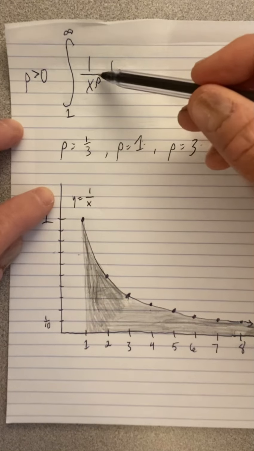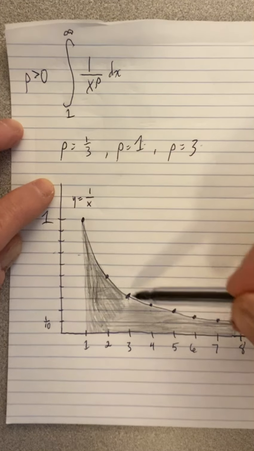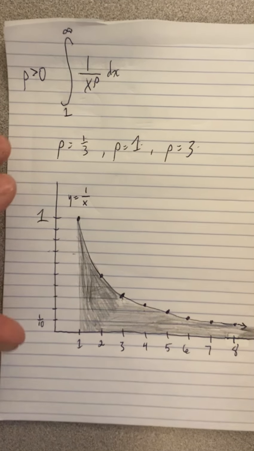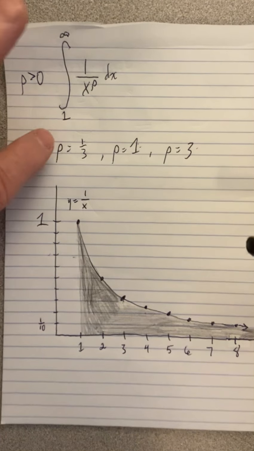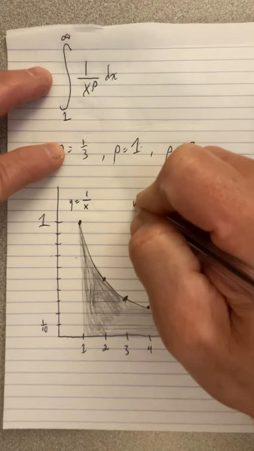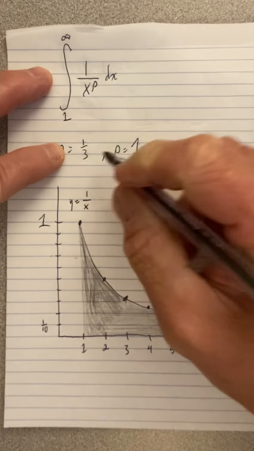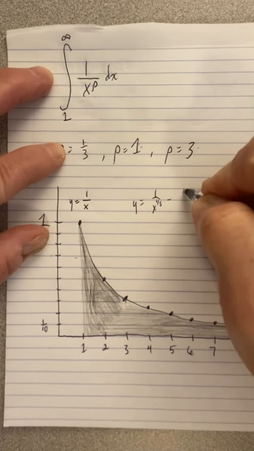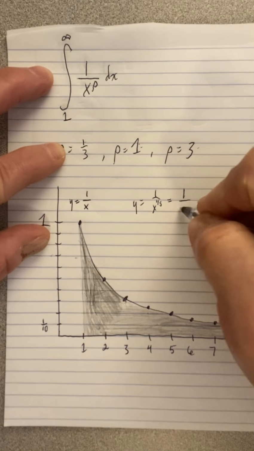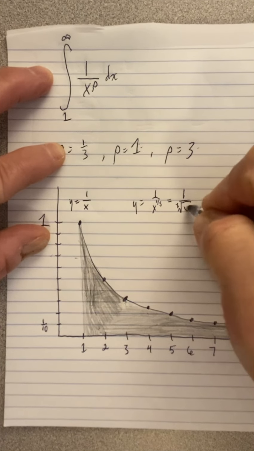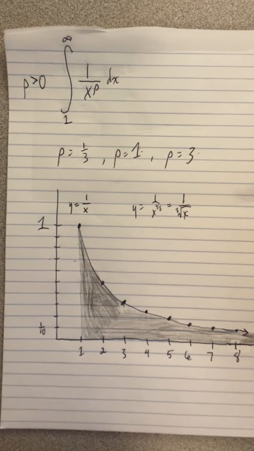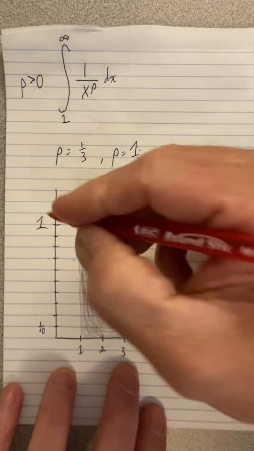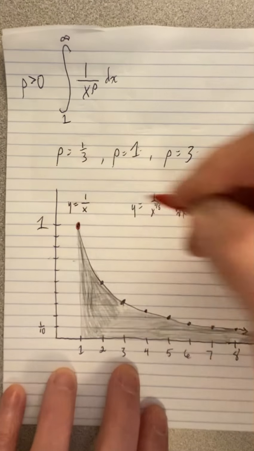And here is when p is 1. If this is a 1, we just have 1 over x, and there's the curve. And we saw that this area diverges. It really does expand out to infinity. So if we look at y equals 1 over x to the 1/3, which is the same thing as 1 over the cubed root of x, we see that this will be a larger area. I'll do it in another color. So, of course, if you put in 1, you still get 1.